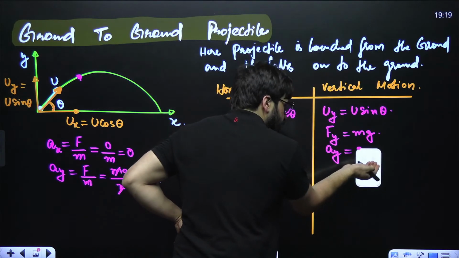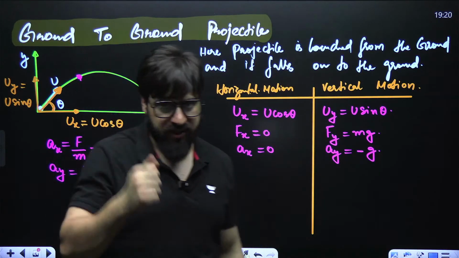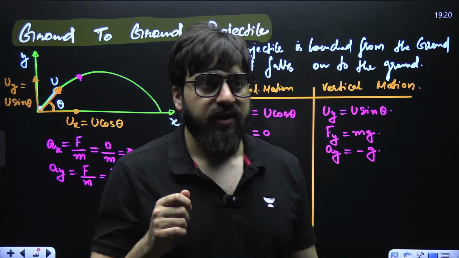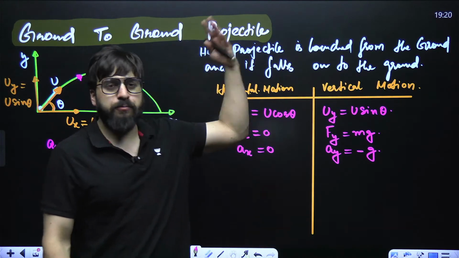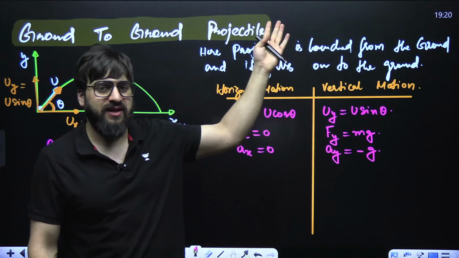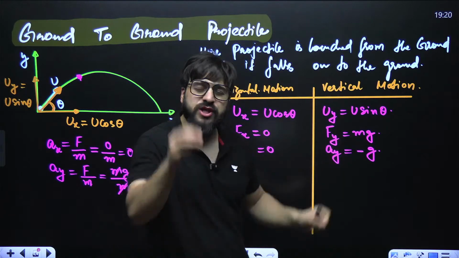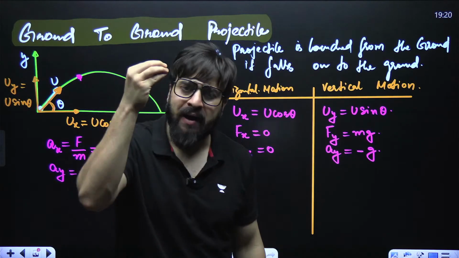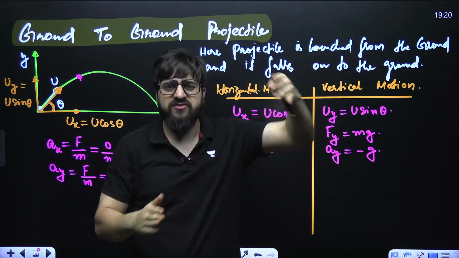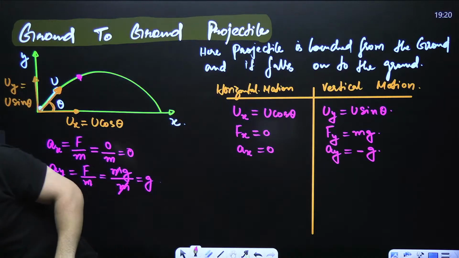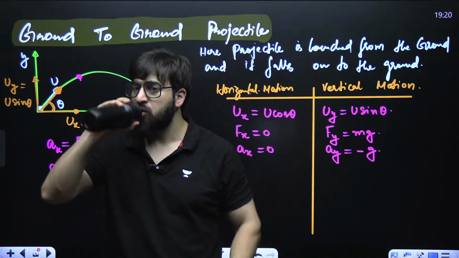And remember one thing, we always take this as minus g. Maybe some books or some teachers will say take upward motion as plus g and downward as minus g. I am telling you guys, take minus g always. We'll get the correct answer. These are the different sign conventions different books follow. So I follow take minus g always. Is that clear?